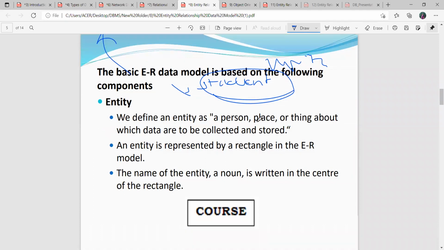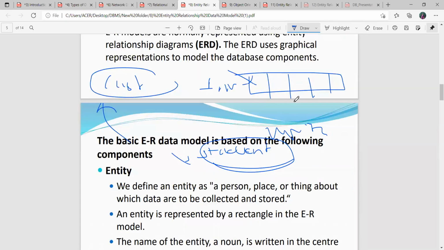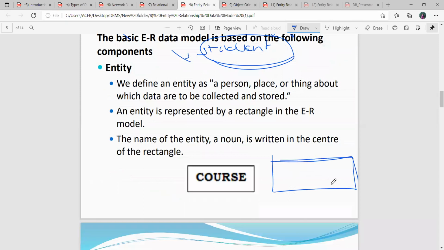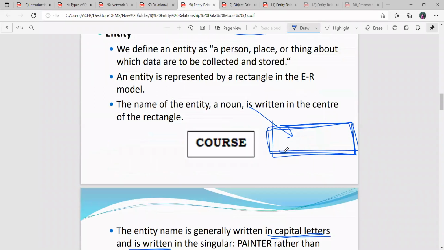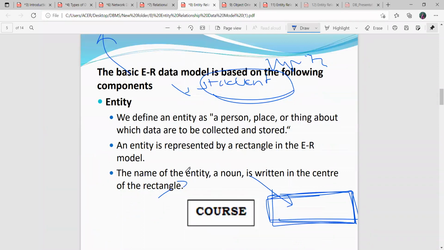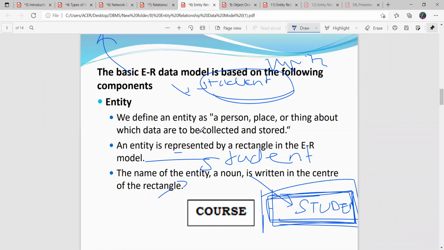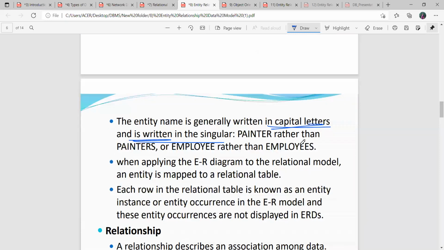We can represent an entity by using a rectangle. So you can represent this student in a rectangle, written in capital letters. Mostly we use capital letters to write entities, and it should be in singular form. As an example, if we are going to find information about students, we define this entity as STUDENT, in singular form, not in plural form. So this is about entity.